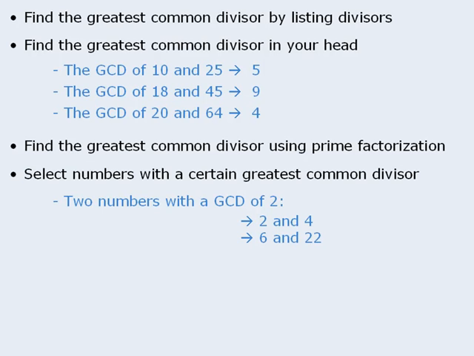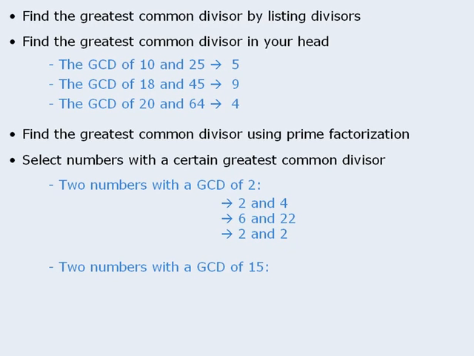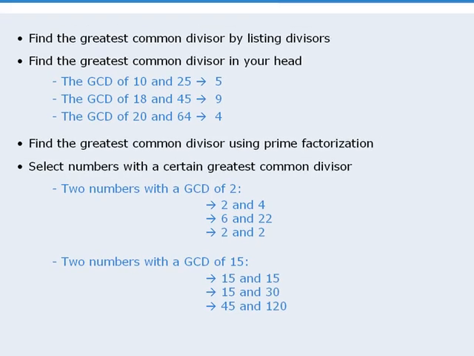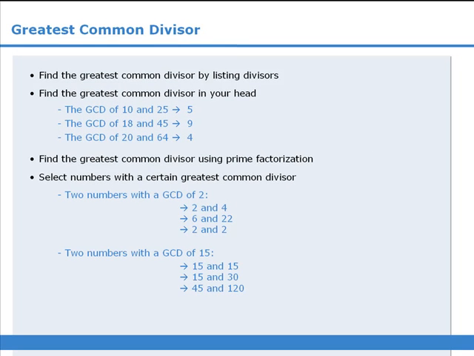Now what are the two smallest positive numbers that have a greatest common divisor of 2? Did you get 2 and 2? Their greatest common divisor is 2. Let's try one more. What are two numbers that have a greatest common divisor of 15? Well, how about 15 and 15? Or 15 and 30? Or perhaps even 45 and 120. There are many more pairs of numbers that have a greatest common divisor of 15, so see if you can find some more. If you can master all of these skills, you will be well on your way to becoming an expert at greatest common divisors.